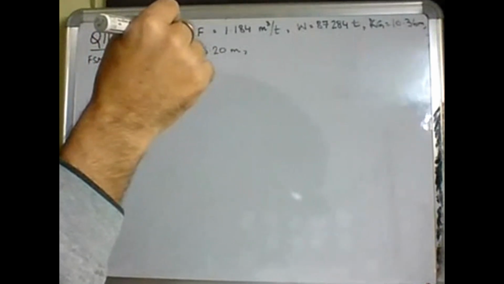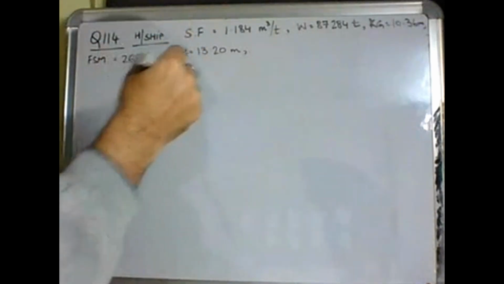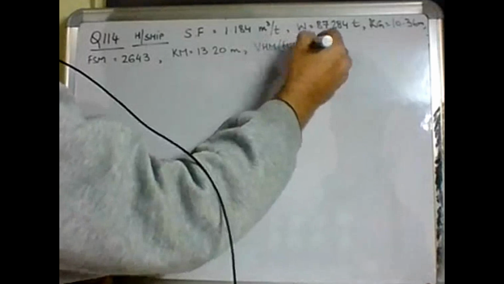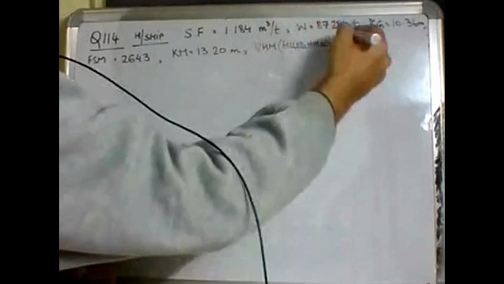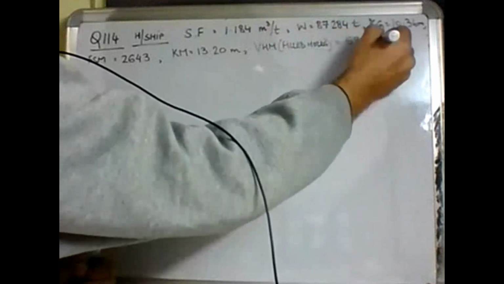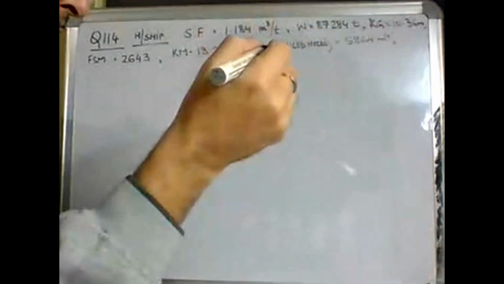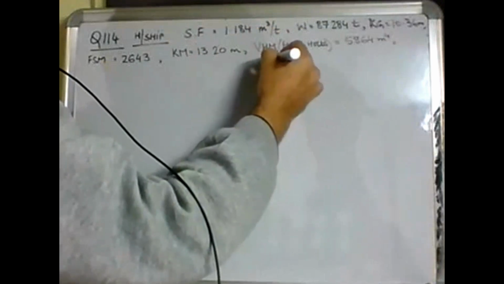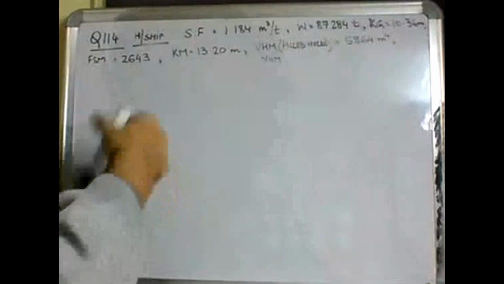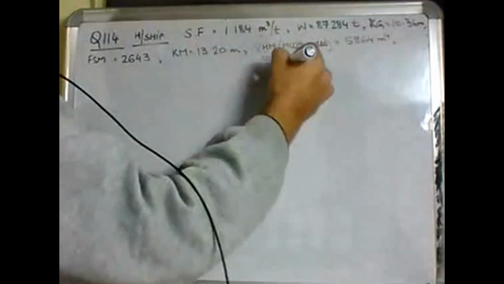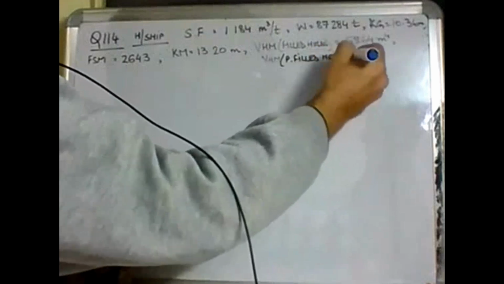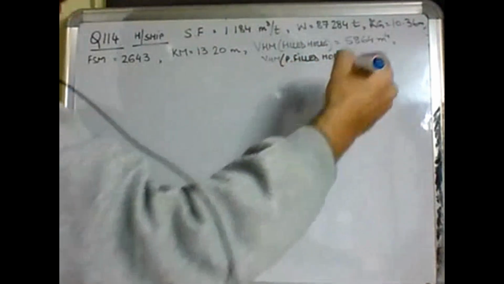The volumetric heeling moments of the filled holds, VHM, of all the filled holds, the total of that is 5864 m⁴, and for the partly filled hold it is 14,400.